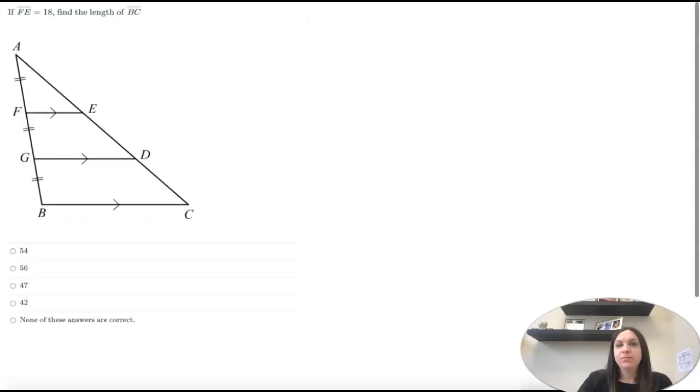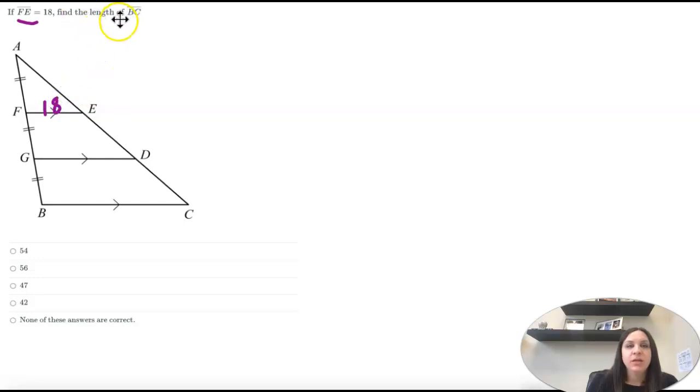So this last section is about ratios and proportions still. So let's look at the triangles we have. If FE, so this one is 18, we want to find BC. So the really important part right here is that these are the same length.